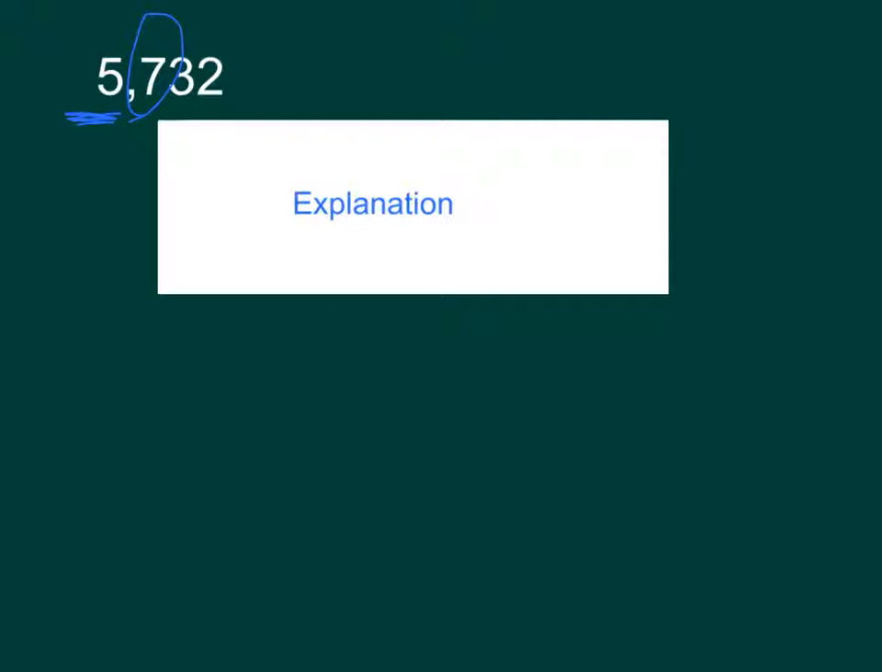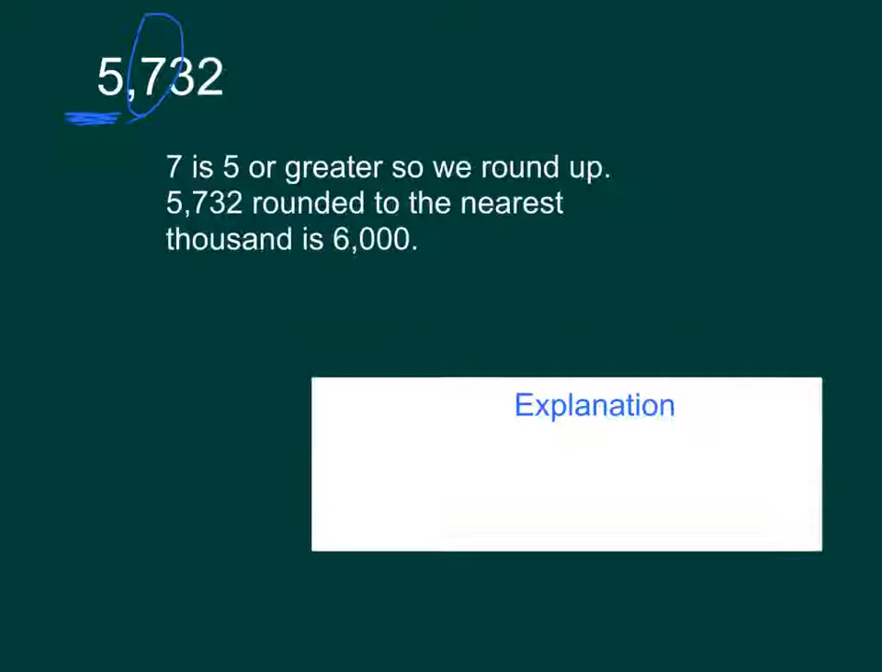Got to keep that magic number in your head. So let's look at the explanation. The 7, right there, is 5 or greater, so we need to round up. Once again, we look at the 5, and rounding up means we're going to take the 5 and add 1. So 5,732, rounded to the nearest thousand, is 6,000.